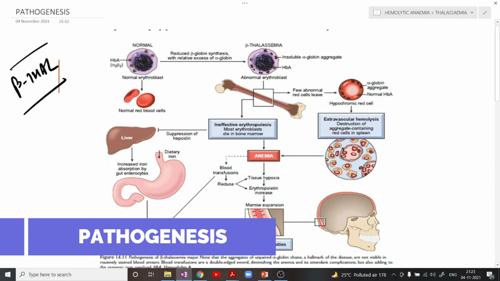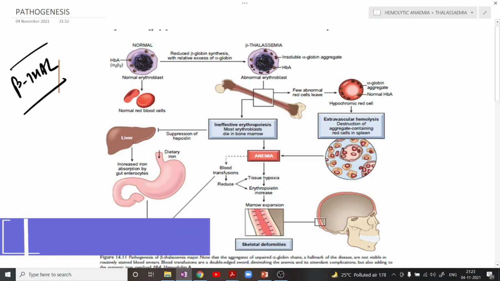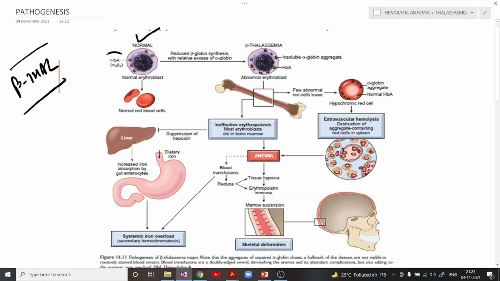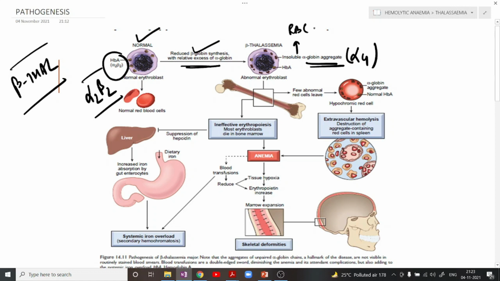Pay attention. Now, as I told you, what is the basic problem which is taking place? Normally in our body we have HbA, which has alpha 2 beta 2 chains. In case of beta thalassemia, there is a reduced beta globin with an excess of alpha globin. So what is going to happen? Insoluble alpha 4 aggregate is going to form, and this is going to cause RBC membrane damage. As a result, the majority of the RBCs, before they come out of the bone marrow, are going to undergo what is called ineffective erythropoiesis.